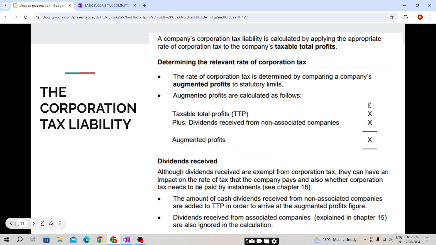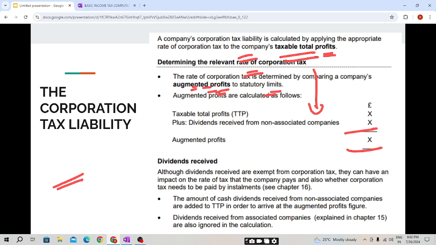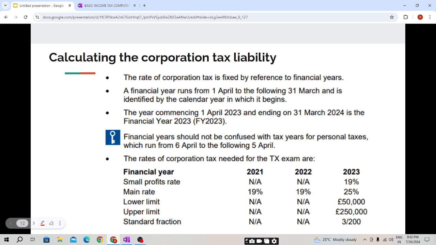First, we have seen that the corporation tax liability will be calculated on the taxable total profits. Now, how to determine the corporation tax rate? The corporation tax rate will be determined by comparing the augmented profits to statutory limits. Now, what is augmented profit? Augmented profit means taxable total profit plus dividend received from non-associated companies, and this needs to be compared with the statutory limits, the lower and upper limit.